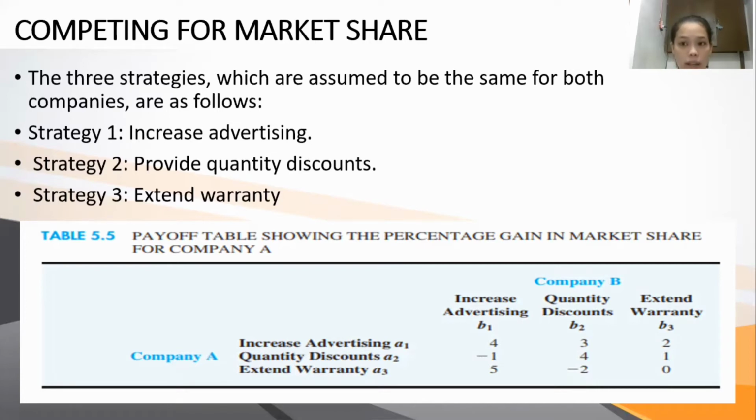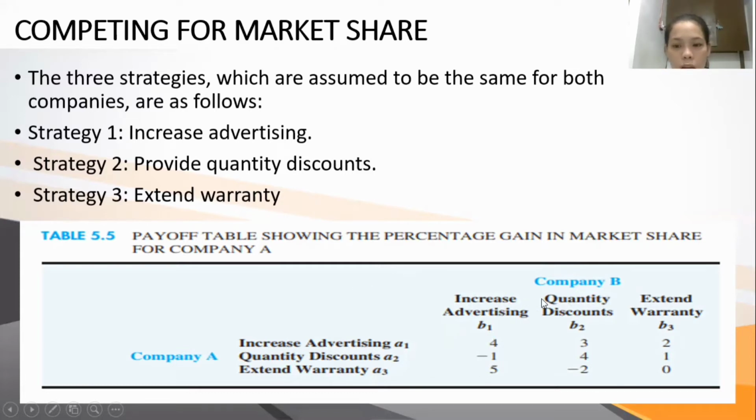Strategy 1, increase advertising. Strategy 2, provide quantity discount. And strategy 3, extend warranty. So this is the payoff table showing the percentage gain in the market share for company A. If this is a payoff table showing the gain in market share of company A, then it will be the loss for company B. Because it is a gain for company A, so it is a loss for company B.